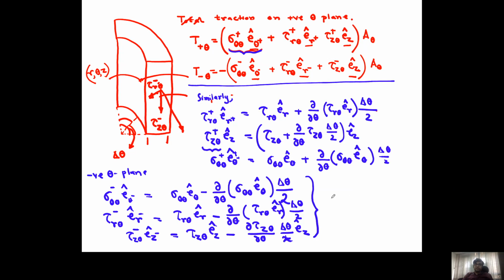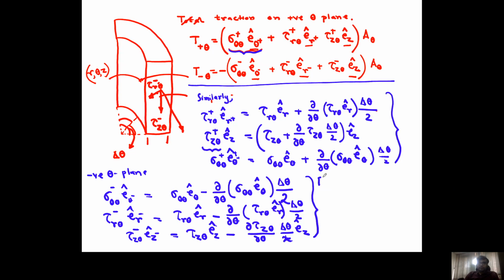So these are the negative z plane, these are the positive z plane. And now what I'm going to do is find out the resultant. So basically I'm going to add it up. So that is the total traction on the z plane, and remember that total traction is t of theta plus t of minus theta.